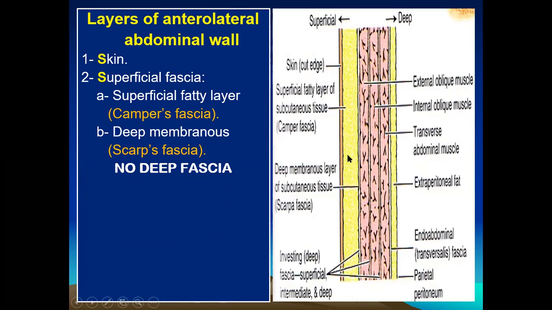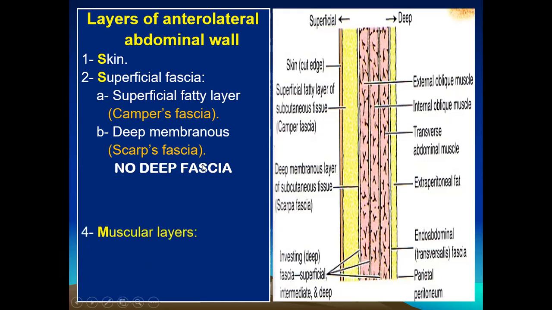This is the superficial fatty layer, and deep to that is the deep membranous layer, which is also called Scarpa's fascia. Okay, so these are the two parts of the superficial fascia itself: the superficial fatty layer and the deep membranous layer. Both are layers of the superficial fascia. So there is no deep fascia here in the abdomen.